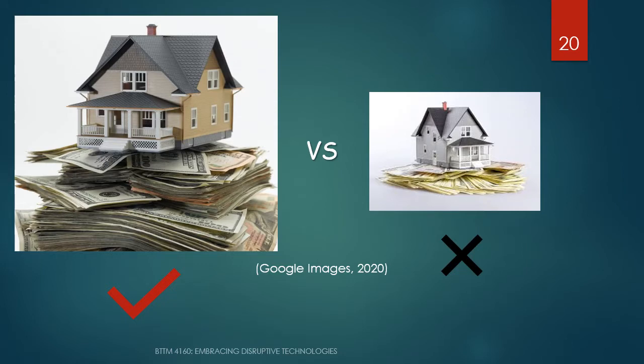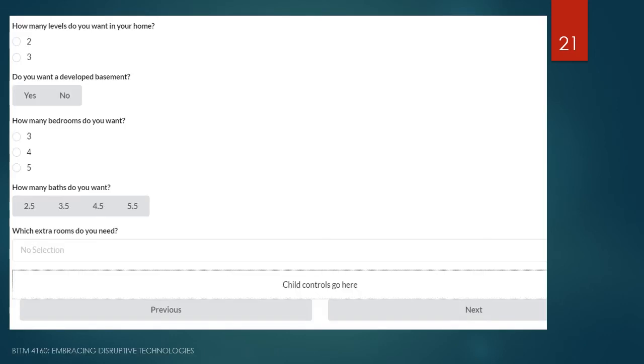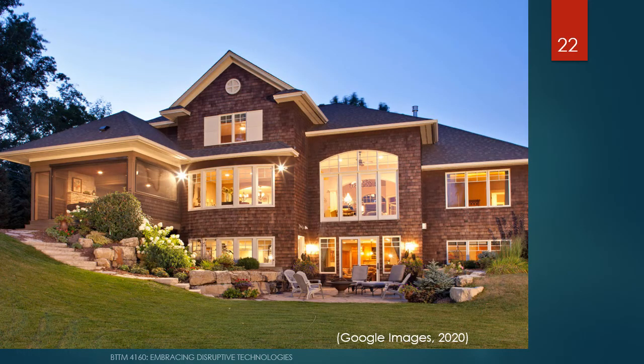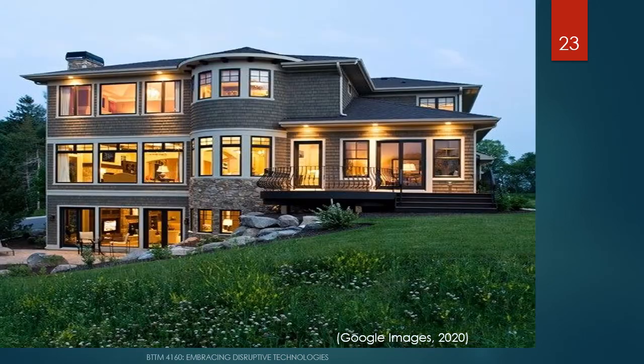What if I have more money to spend? I want a bigger home. I want a home I can invest in. I'm into real estate. I want something that will appreciate over time. Then it also goes ahead to ask me how many levels do I want? So I want a 3 level house with a developed basement. I want to have 5 bedrooms and 5.5 baths. It gives me options as well. It shows me the listings that match my criteria.